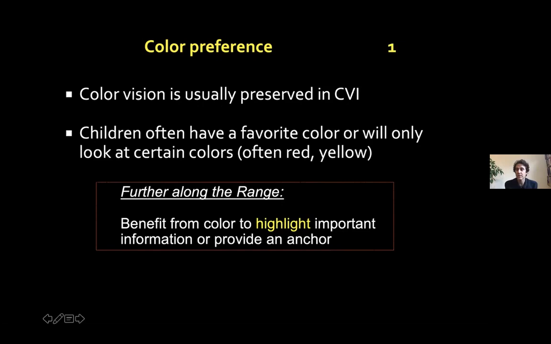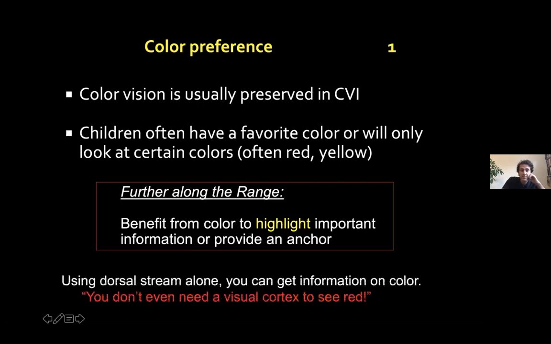So a child with CVI a little earlier on the range may only be able to see a bright color like red. Maybe they're only looking at things that are bright saturated colors or single color objects. A child further along the range, as they make progress, can look at objects of any color, but they benefit from color to highlight important information and to tell them what it is that they're looking at. Okay, to provide a visual anchor or landmark for complex information. I'll show you some examples.